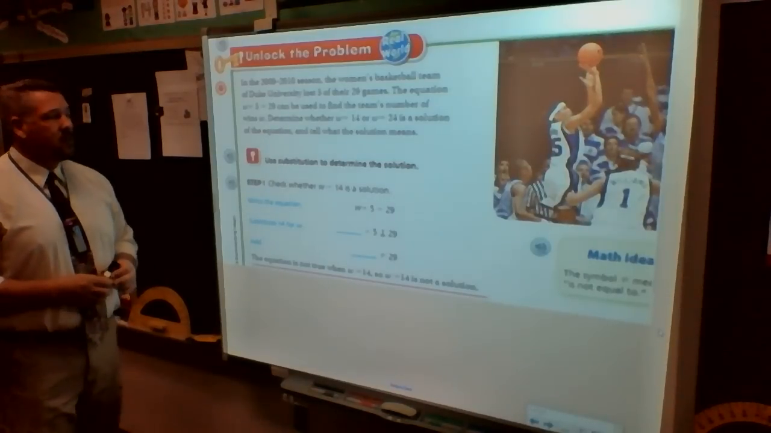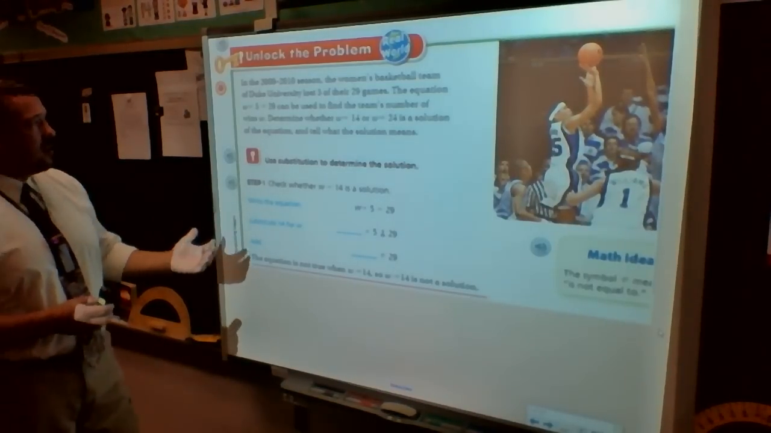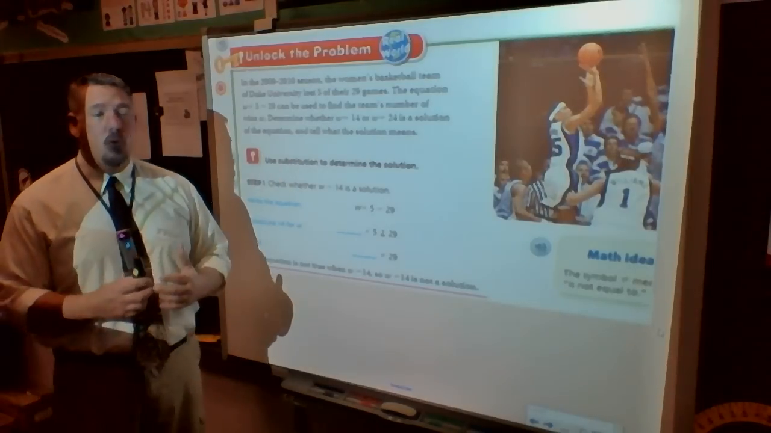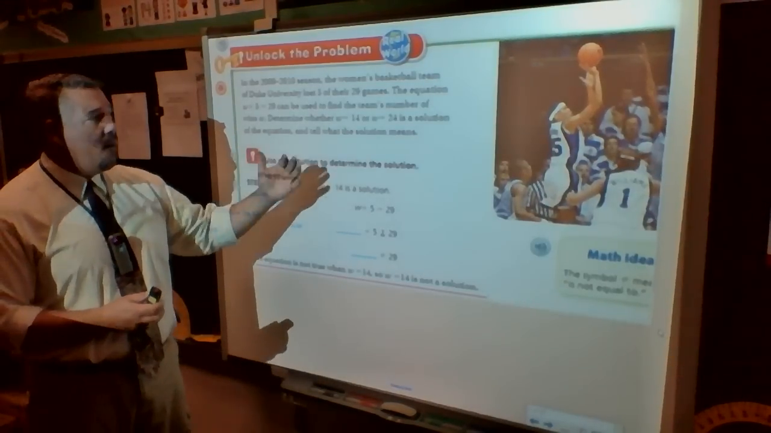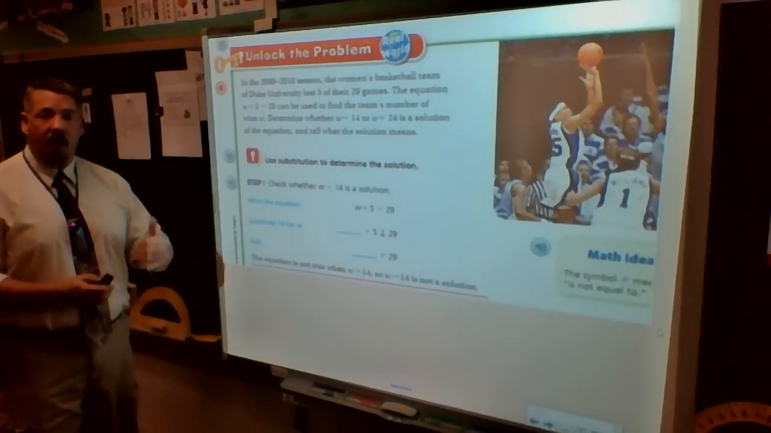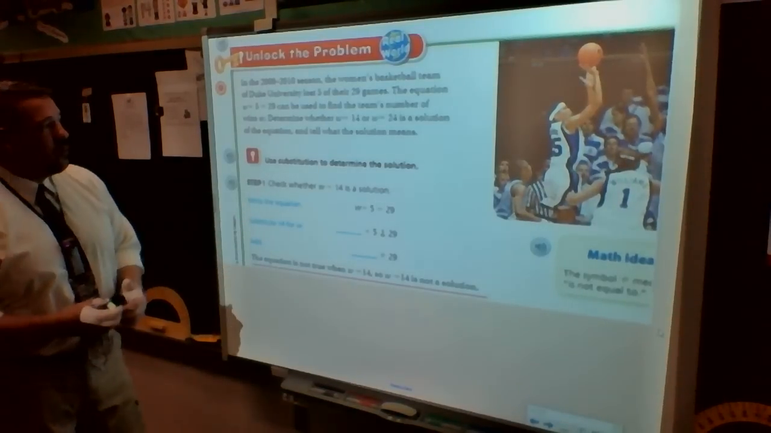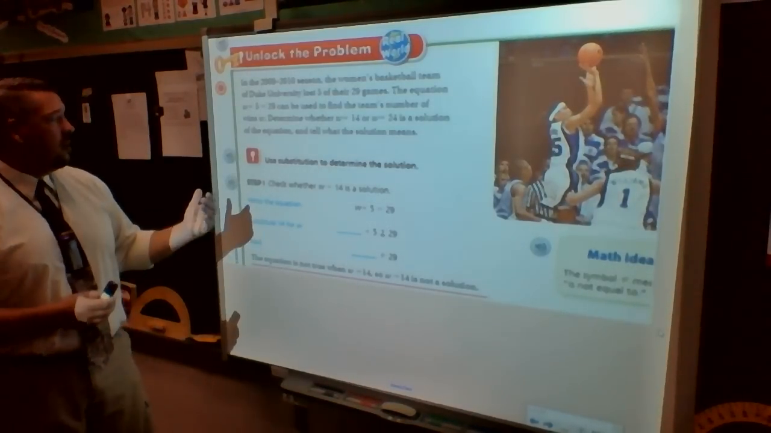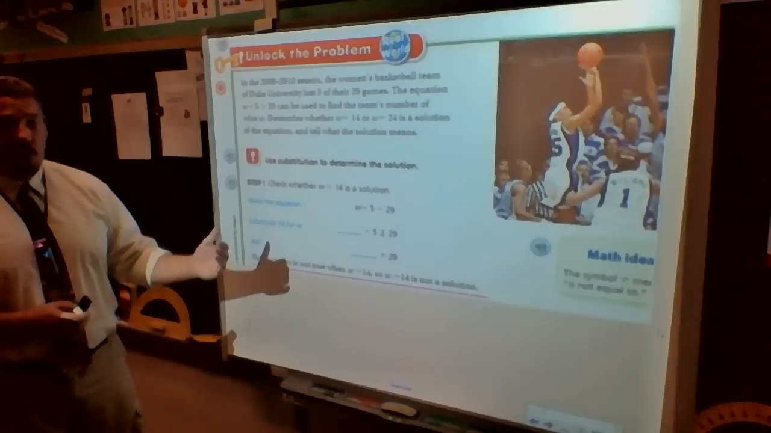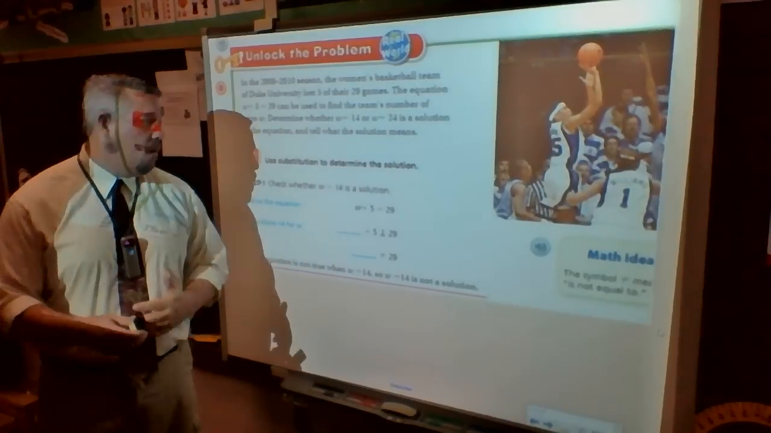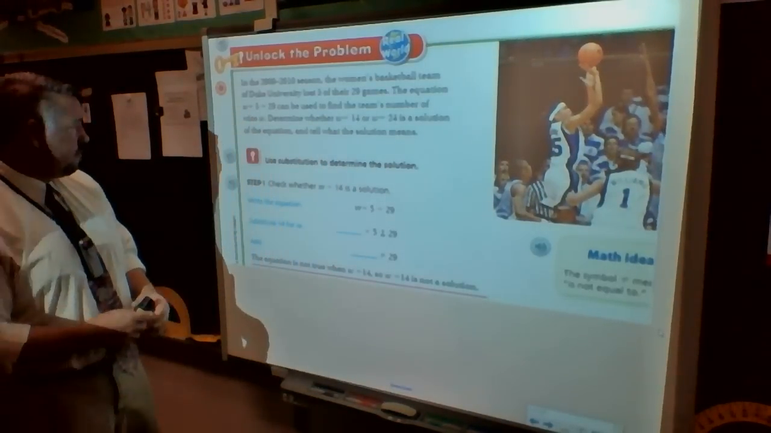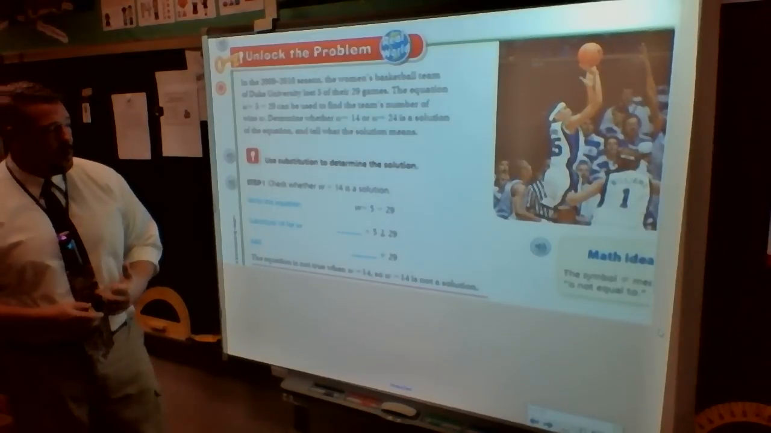So we start out with the scenario that they give us. In the 2009-2010 season, talking about the women's basketball team for Duke University, they lost 5 of their 29 games. The equation W plus 5 is equal to 29 can be used to find the team's number of wins, which is what the W stands for. Determine whether W equals 14 or W equals 24 is a solution. Tell what the solution means.